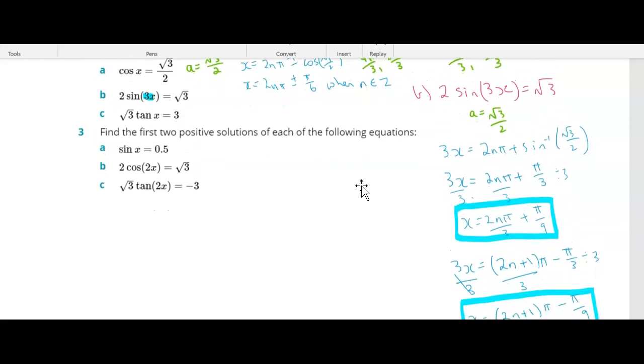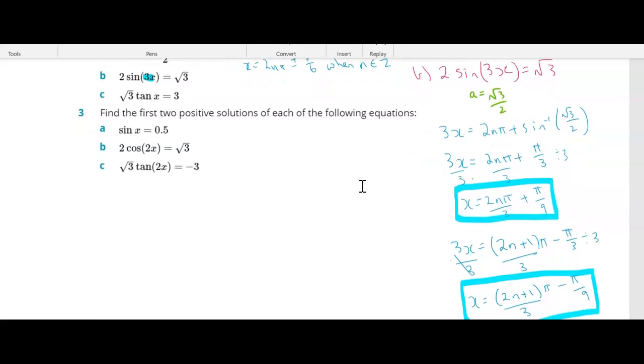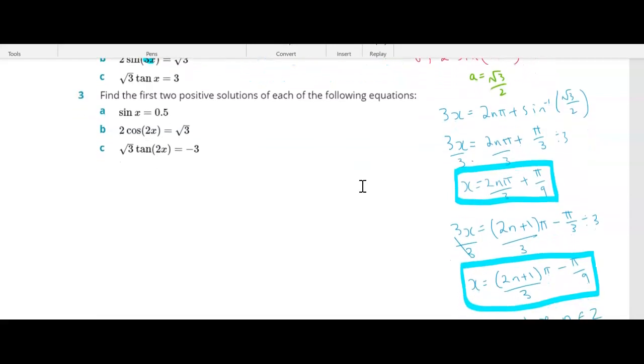All right, question 3, find the first 2 positive solutions of each of the following equations. All right, I'm just going to get you started on the first one. So we've got sine x equals 0.5. So our solution's going to be x equals 2n pi plus inverse sine of 0.5.